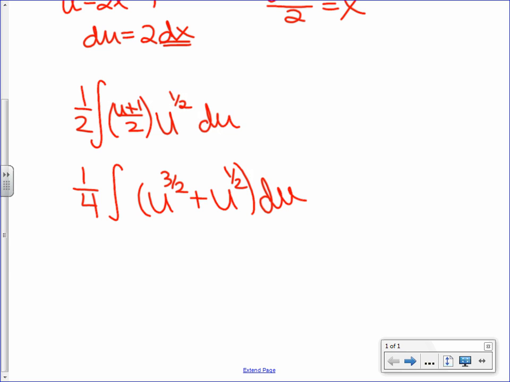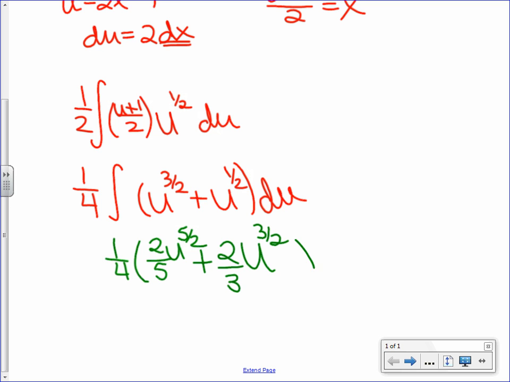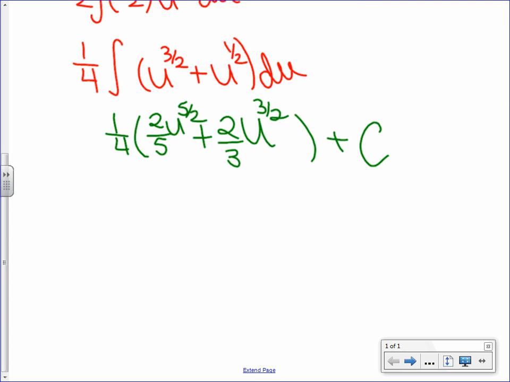All right. Now we have a very, very nice integral. So we have 1/4 times u to the 3/2 becomes what? 2/5 times u to the 5/2, divided by 5/2, plus u to the 1/2. That power becomes u to the 3/2 divided by 3/2, plus c. Once we integrate, that du goes away.